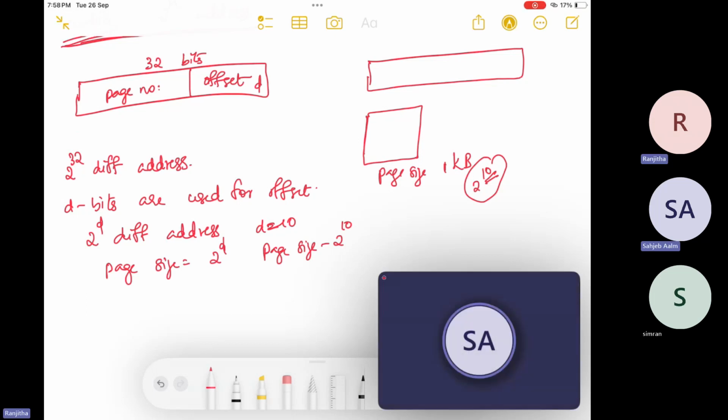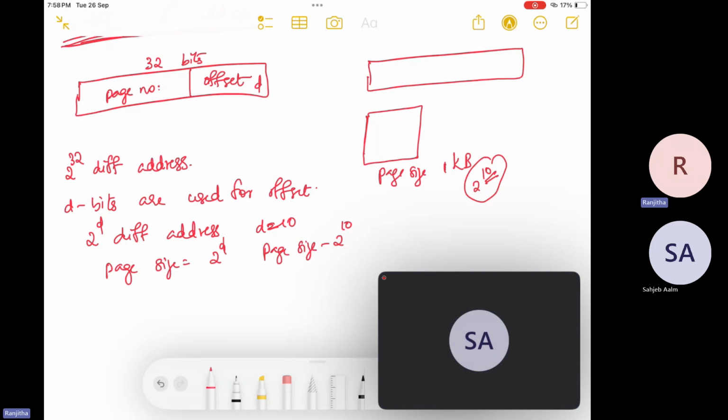So this is how we retrieve the information. तो यदि पेज साइज दिया गया है तो 1 KB ऑफ मेमोरी है, तो हर एक बाइट को हमें एड्रेस करना है। 1 KB is the total memory, मतलब we have 2 power 10 bytes. So to address 2 power 10 bytes, we need 10 bits.